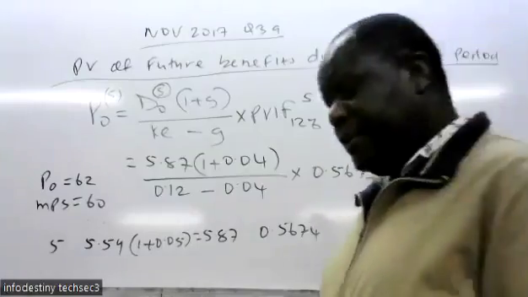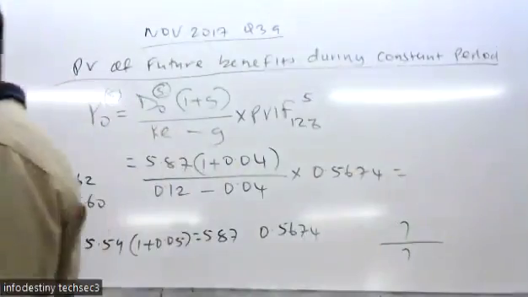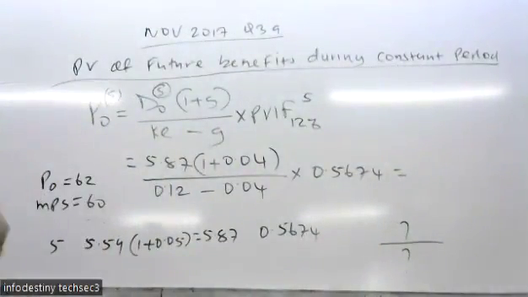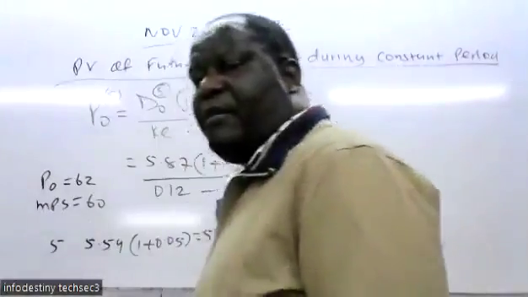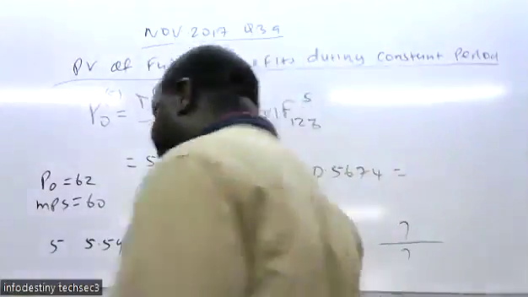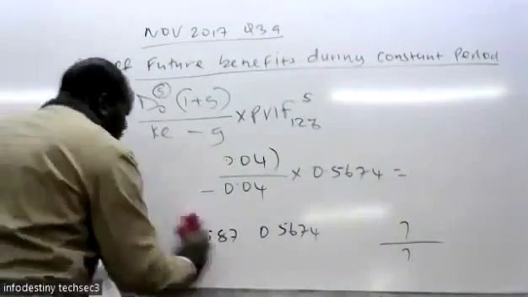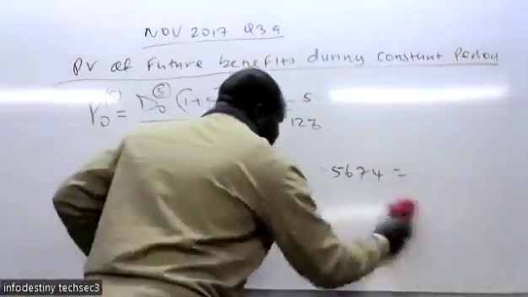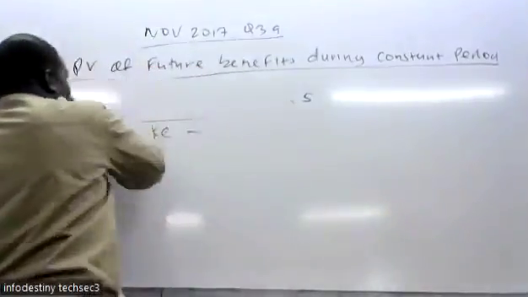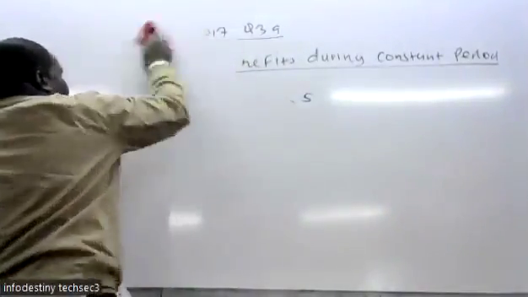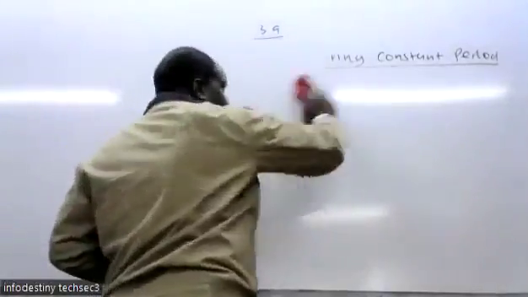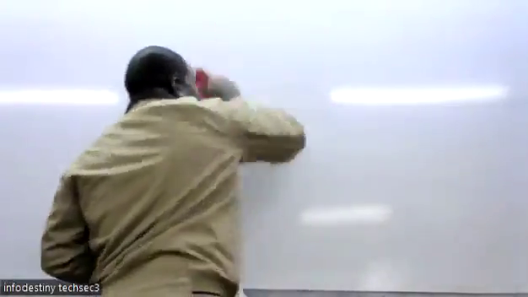So it is still the same concept, but now again, dividend per share has not been given. So to calculate your dividend per share, we start off by computing the earnings per share.